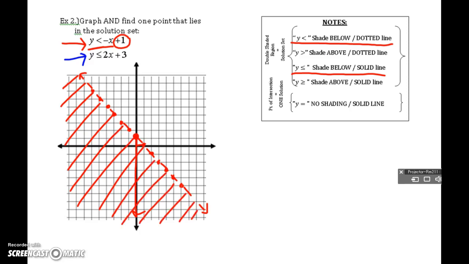The difference is now I have to graph another inequality, and my solution is only going to be where both of those are shaded. So let's look at y is less than or equal to 2x plus 3. I start at positive 3.